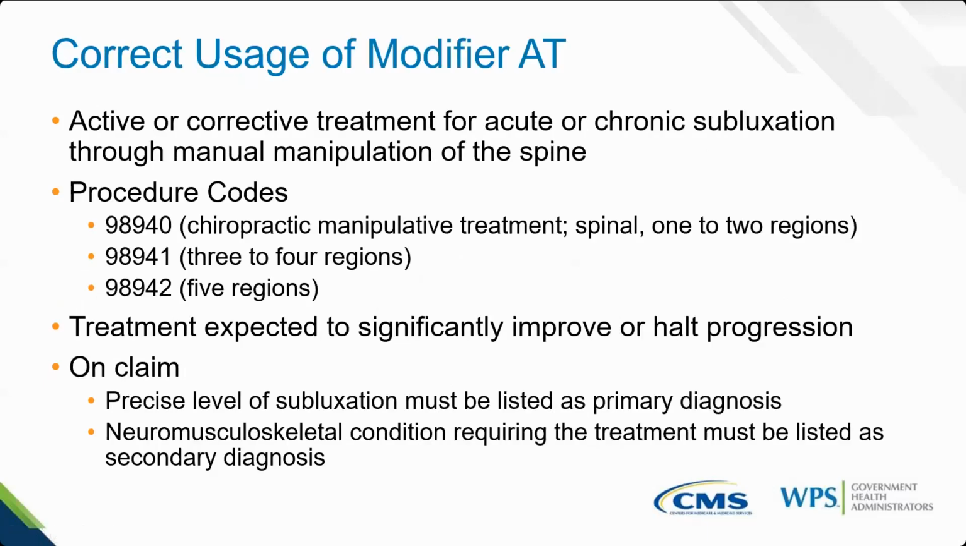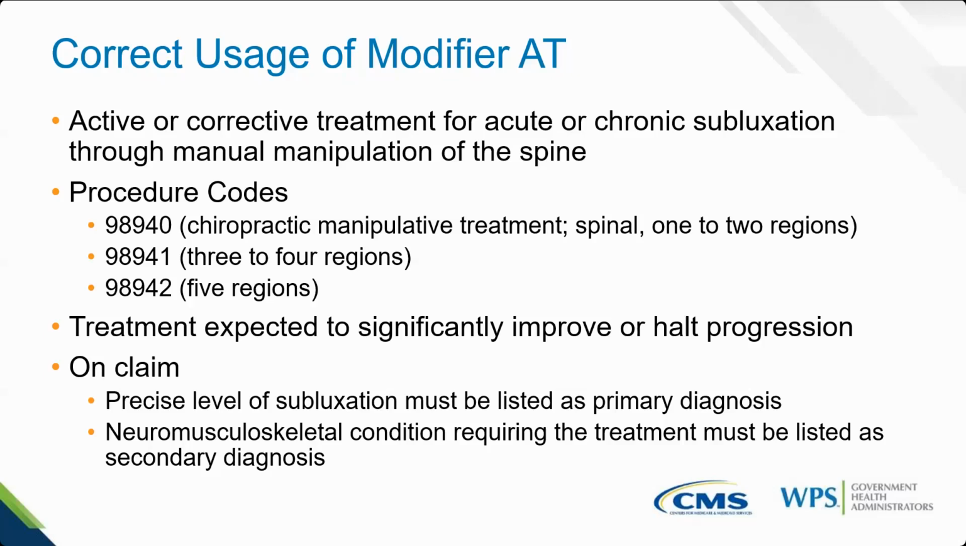So as a review, correct use of modifier AT denotes active or corrective treatment for acute or chronic subluxation through manual manipulation of the spine, either by hand or by a handheld device. Procedure codes to be used include 98940, chiropractic manipulative treatment, spinal, 1 to 2 regions; 98941, 3 to 4 regions; and 98942, 5 regions. Treatment is expected to significantly improve or halt the progression of the patient's condition.